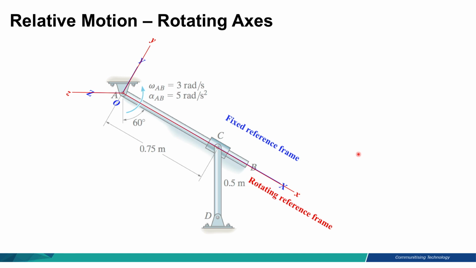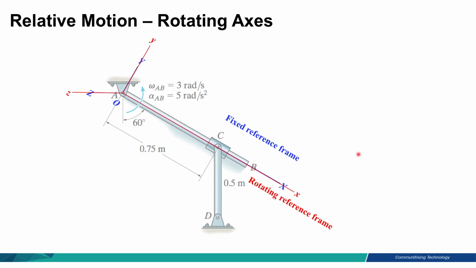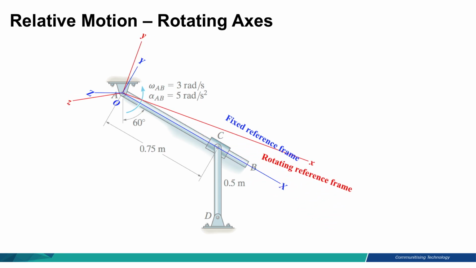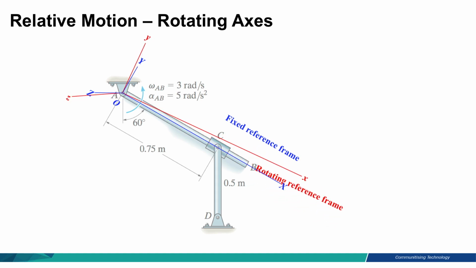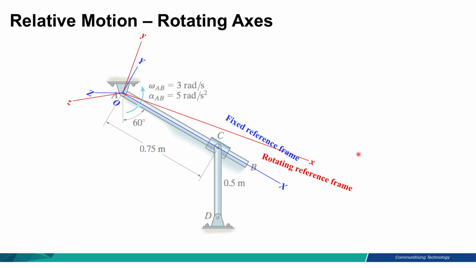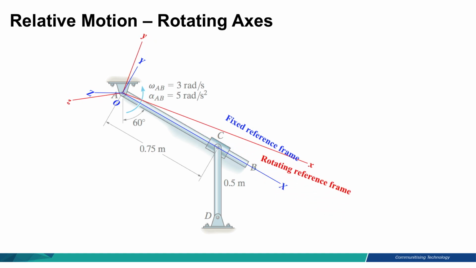Throughout the motion, if you can imagine the motion of point C, this will be the motion of the rotating reference frame. The reference frame is rotating about point A. It is not translating as what we have discussed in our previous lesson, but in this case, the reference frame is rotating about point A.